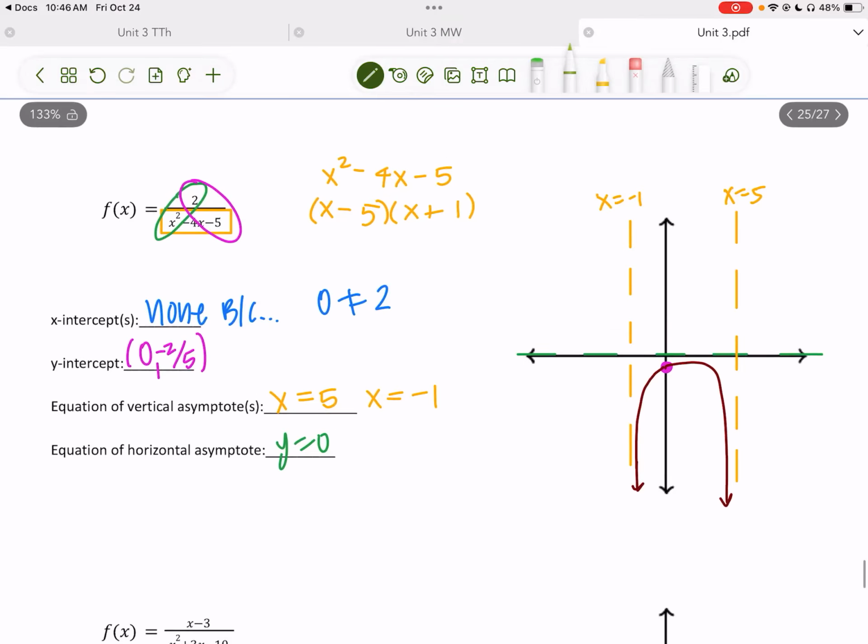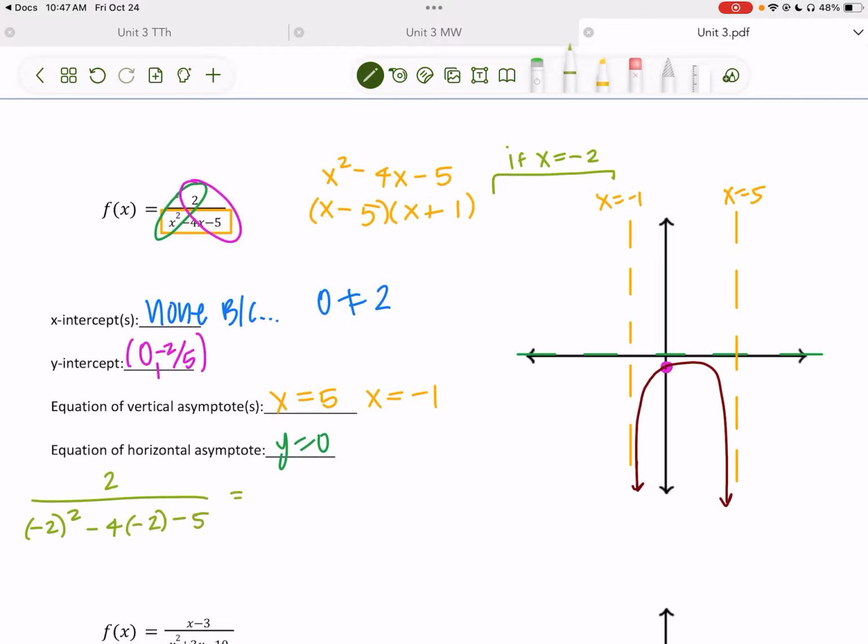So I'm just going to pick a number somewhere on this side that's smaller than -1. So let's say if x equals -2. So 2 over (-2) squared minus 4 times -2 minus 5. I really don't care what the number is. I just want to know if it's positive or negative, right? Because this is positive and this is negative. That's all I care about. If I figure out if it's positive or negative, I know where the curve is. That's all I really care about.